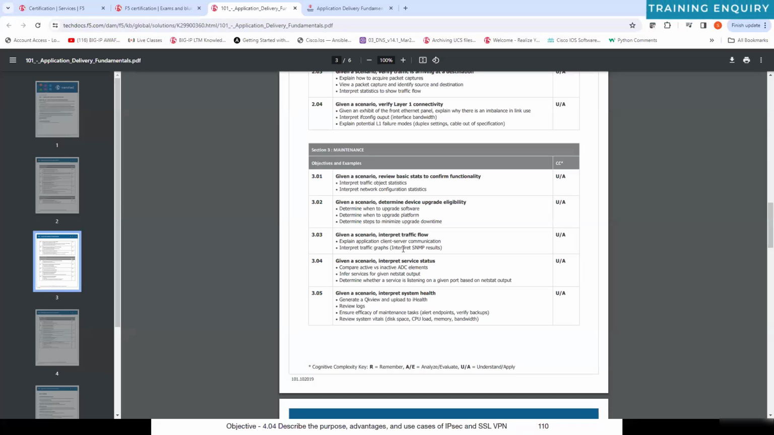Okay, and that's what I'm also saying. It is basics, right? So we haven't even started LTM. Okay, don't worry about that. I will be covering all those components once we start with the Big IP LTM. You don't need to worry about that.